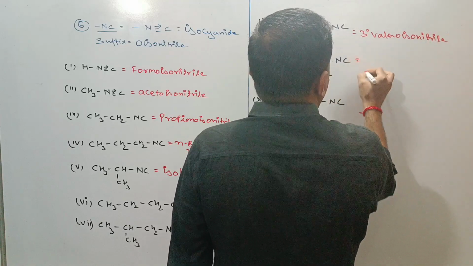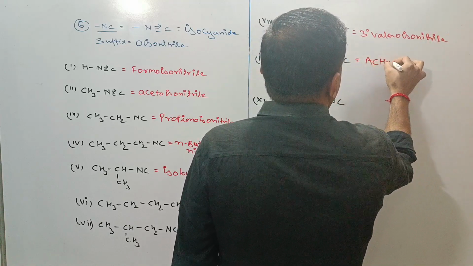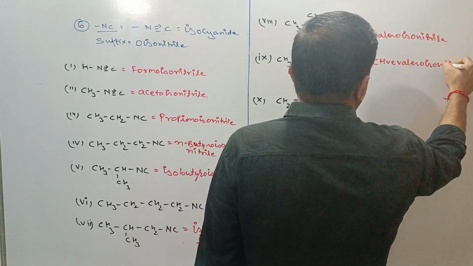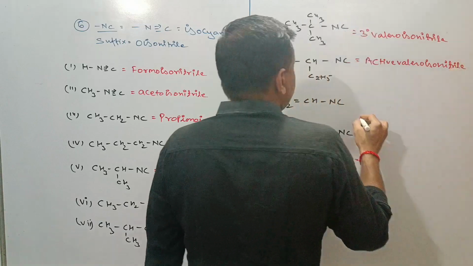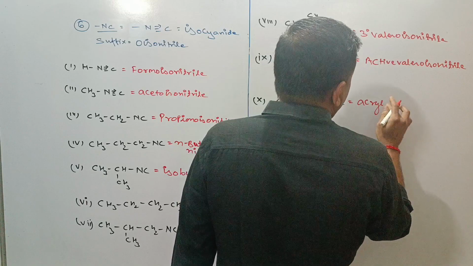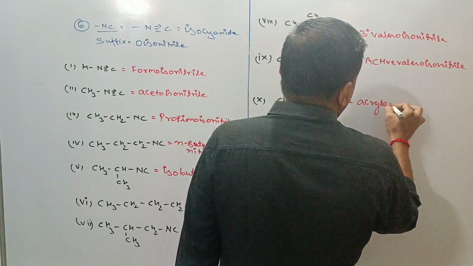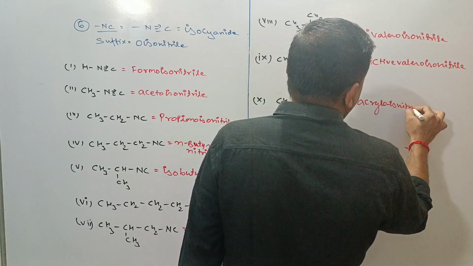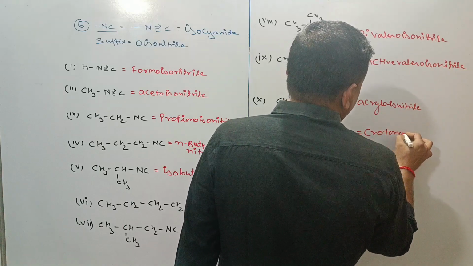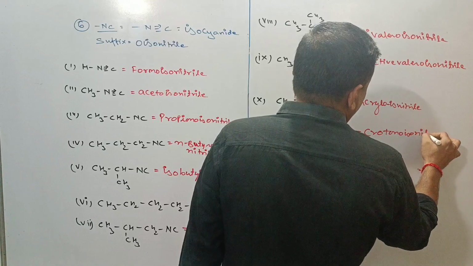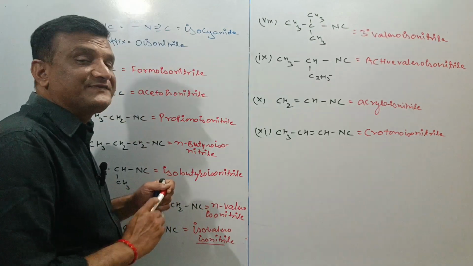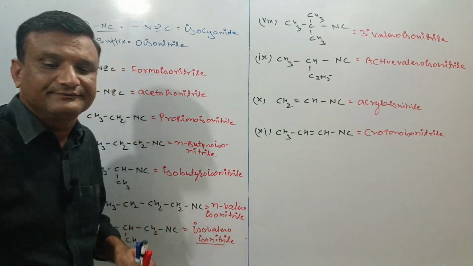This is the active valero isonitrile. This is your acrylo isonitrile. This is the crotono isonitrile, as the name of the compound. So this was about the sixth functional group, isocyanide.